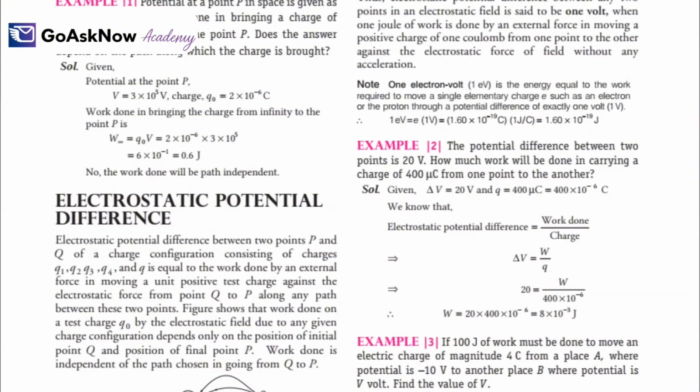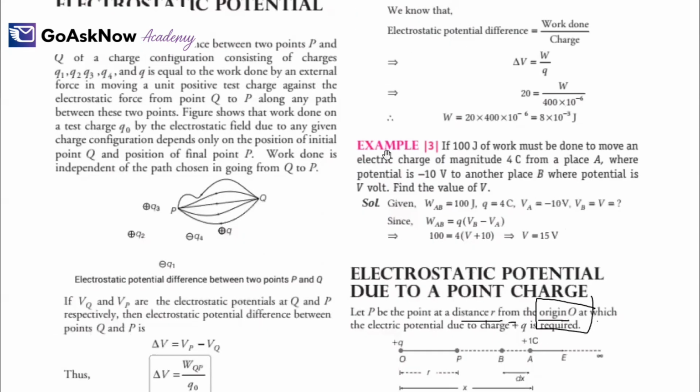The electrostatic potential difference is work done upon charge, so delta V will be equal to W by Q. Substitute the value of delta V, that is 20, and the charge value is 400 into 10 to the power minus 6. So the work done is 20 into 400 into 10 to the power minus 6, that is equal to 8 into 10 to the power minus 3 joule. So this is your answer. This was a simple question; just put the formula and you will get the answer.